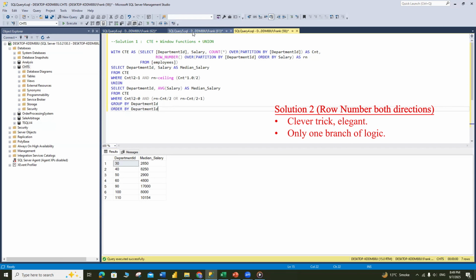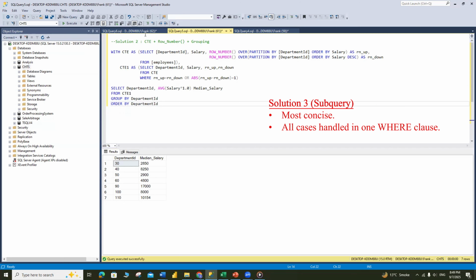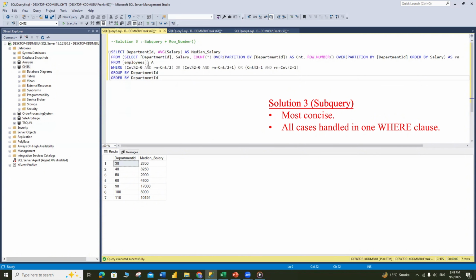Solution 2, row number in both directions: a clever trick, elegant, with only one branch of logic. Solution 3, subquery: most concise, with all cases handled in one WHERE clause. All 3 solutions return the same result.